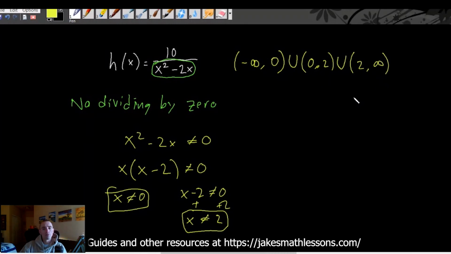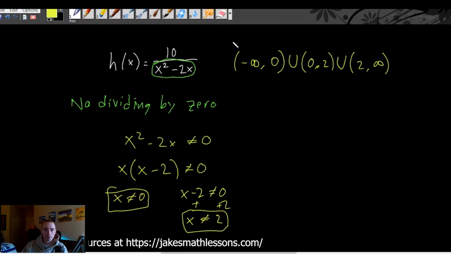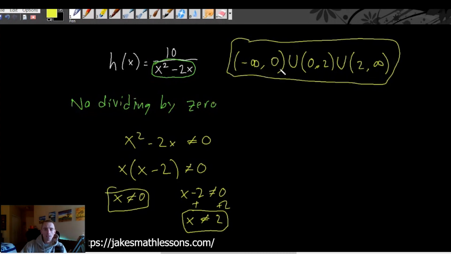So this kind of three-segment domain, the union of these three intervals, is going to be the domain of this function. Because the one little number between the first two intervals, x equals 0, and the one little number between the last two intervals, x equals 2, are the only two x values that cause us to break the rules of math when we plug them into this function. Therefore, they need to be left out of our domain. But all the other x values are completely fine, because they're not going to cause us to divide by 0.